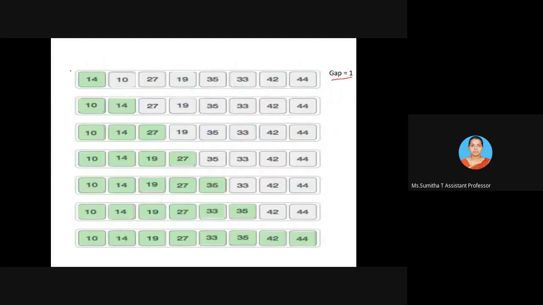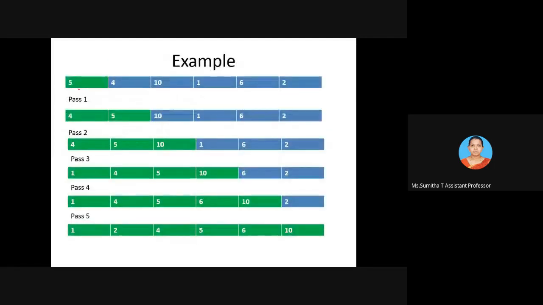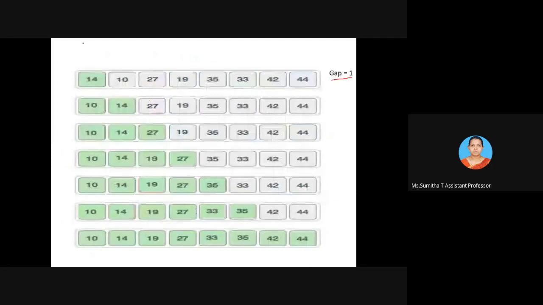So now the gap is 1. We need to compare each and every element and swap. Okay, the same process as we did in insertion. Yes, in insertion we select one element and compare with the next element, like that. So now we go with the insertion. 14 is fixed and compare with the 10 and swap.